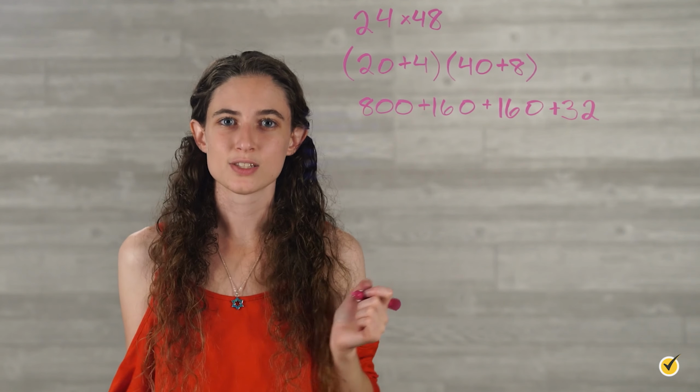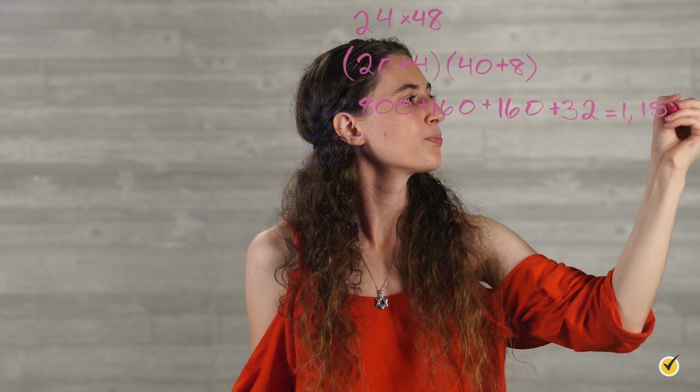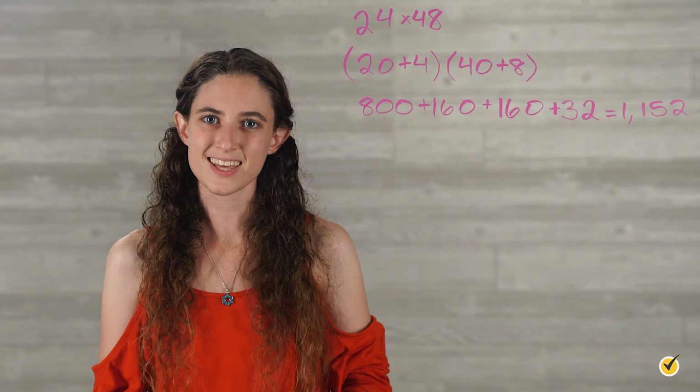Now all we have to do is add these four numbers together and we get 1,152. So Michaela has 1,152 photos altogether. The FOIL method is a good strategy for multiplying two-digit numbers, especially if you don't have a calculator on hand. The FOIL method can also be applied to binomials with variables and exponents. Let's look at another problem together.